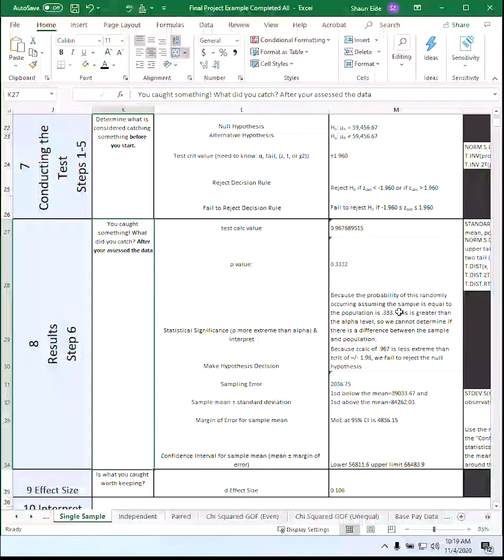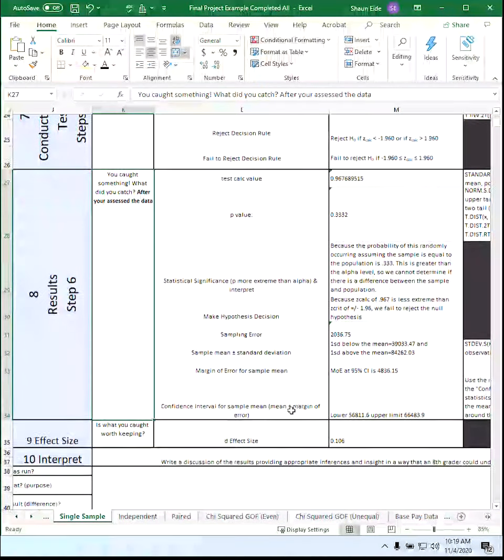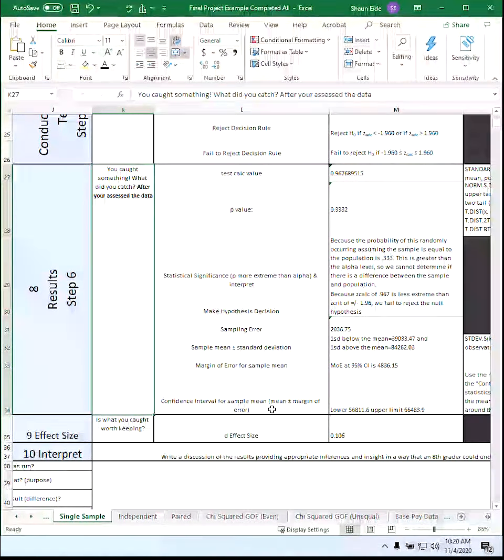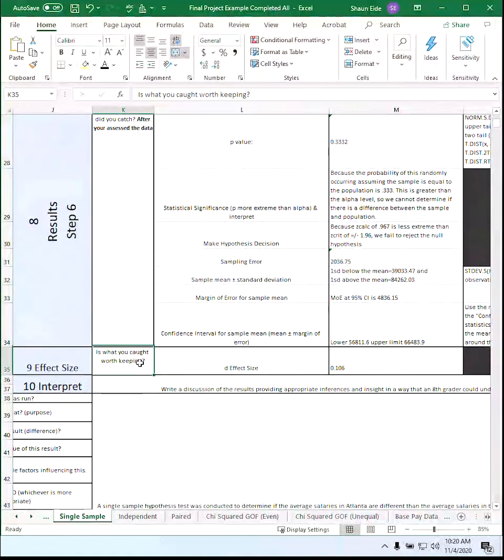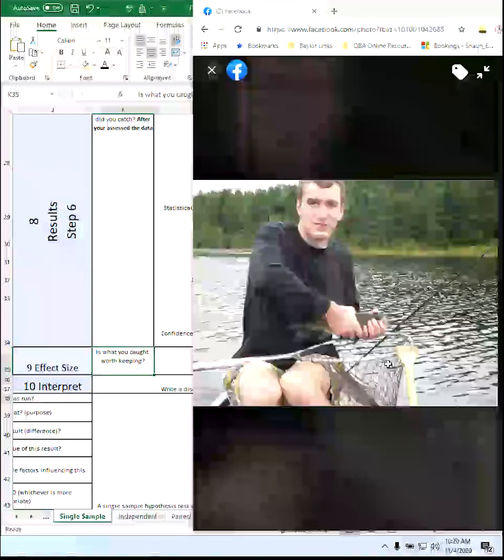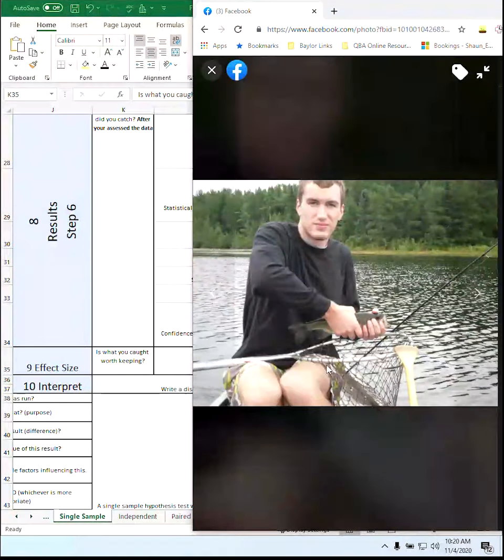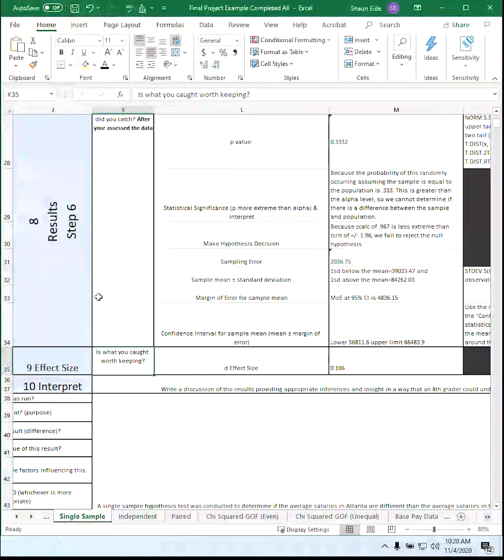What did you catch? So you describe everything that you caught. Was it significant? Did you actually get something in comparison to what you were actually looking for? And then last but not least is what you caught worth keeping. Yes, you caught something. You did. But it's not worth keeping. It's not worth it. Send it back. Wait for it to get bigger. Well, sometimes it never will. But that one's not worth keeping.